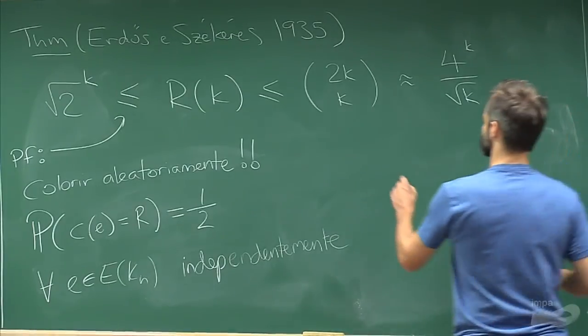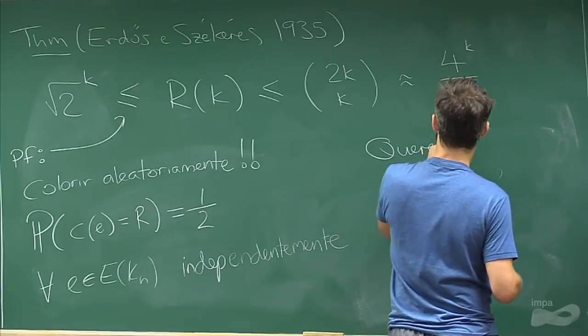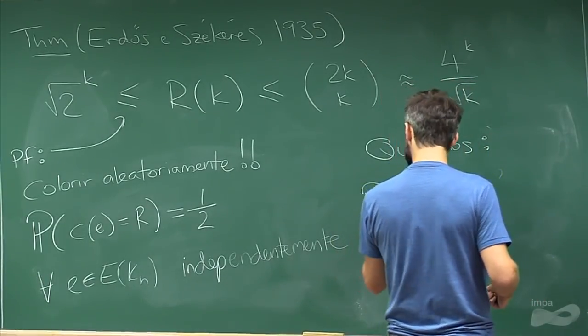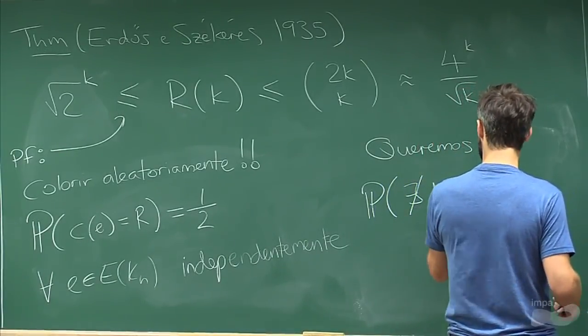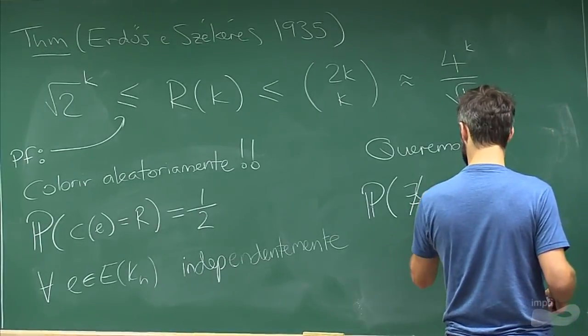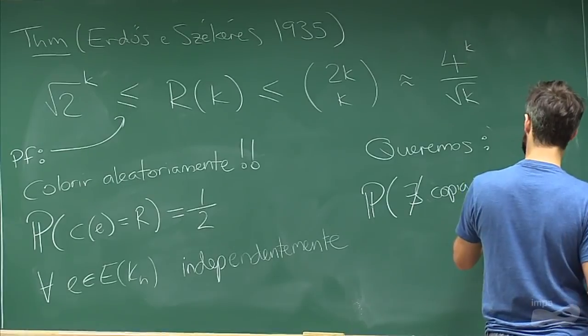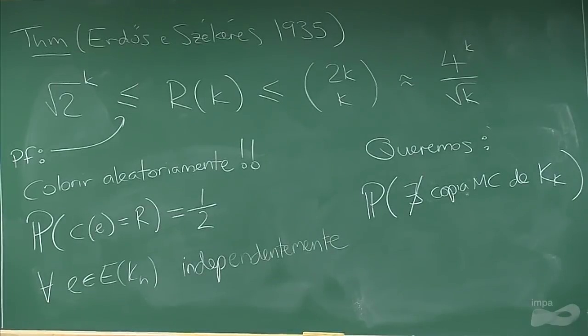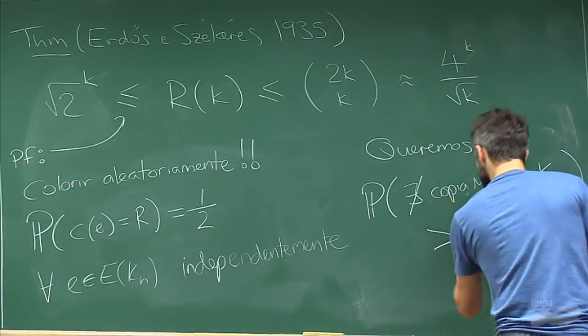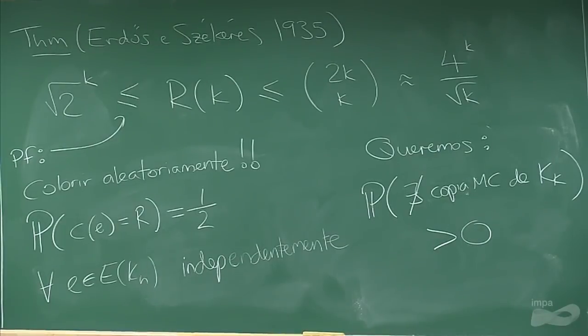Okay, so what we want is the probability that there does not exist a monochromatic copy of K_k should be positive. Okay? That's what we want to prove. If we can prove the probability is positive, that means there must exist one, right? Because we had some chance of finding it. So how are we going to go about proving this probability is positive?